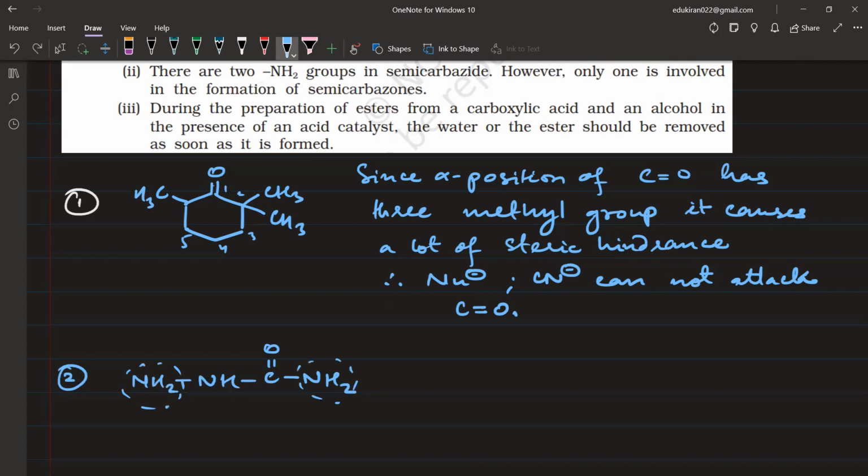So which one is used? The left one is used, the right one is not used. Why is the right one not used? Because in order to start the reaction, the nitrogen has to attack the carbonyl carbon of the aldehyde or ketone with its lone pair. Here also we have a lone pair, but this lone pair is in resonance.